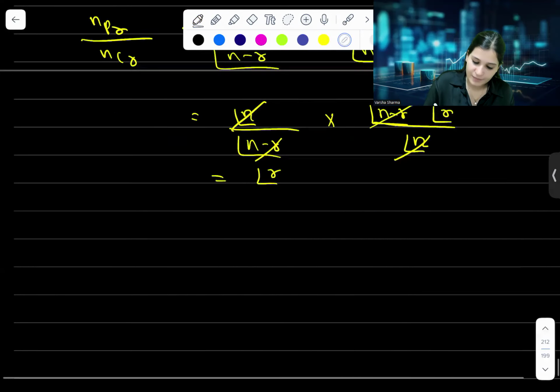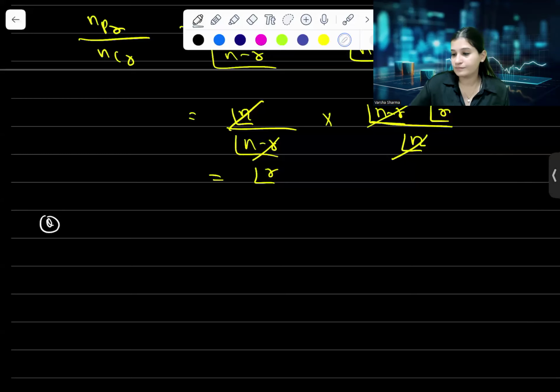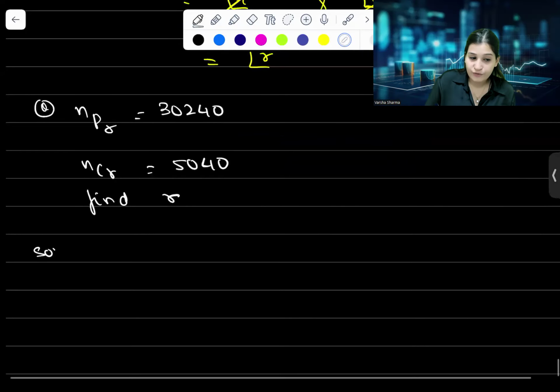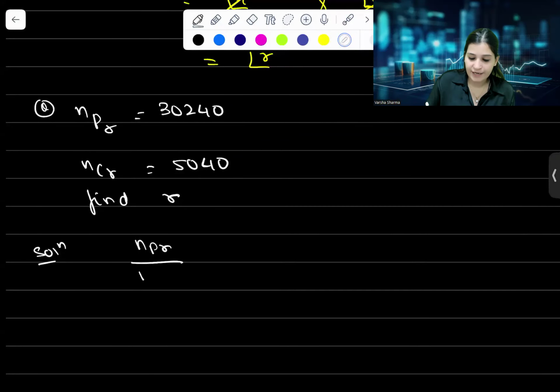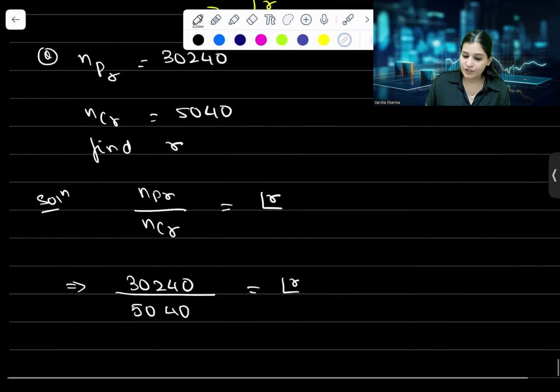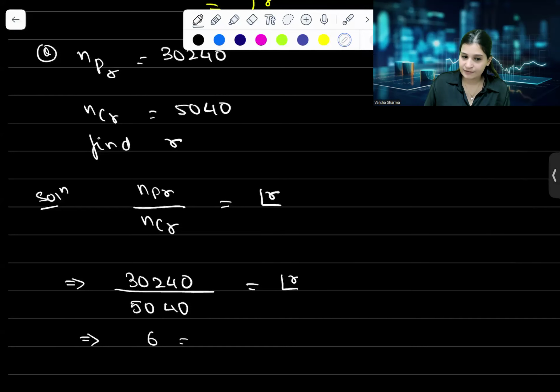So the question can be that if nPr is 30240 and nCr is 5040, find r. We know for a fact that nPr divided by nCr is factorial r. nPr is 30240, nCr is 5040. This gets cancelled, gives us 6.